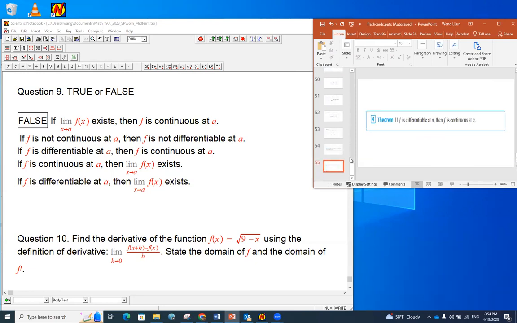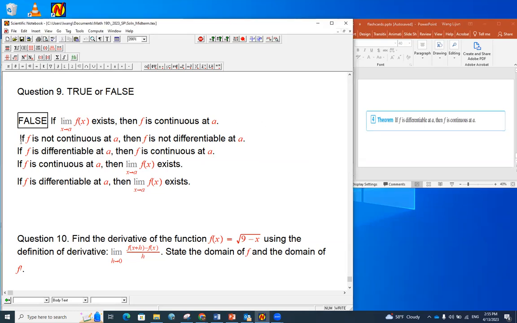It should be the last flashcard in your collection this time. If f is differentiable at A, then f is continuous. If f is differentiable, then f is continuous. So from A to B, then not B, not A. If it's not continuous, definitively it's not differentiable. So the second one is testing you on that.